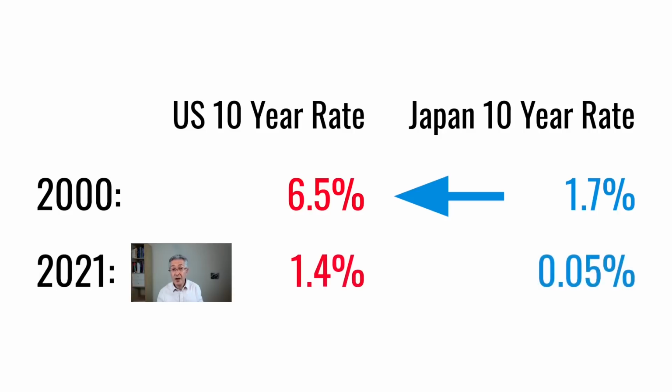In 2021, interest rates are now very different. Much of the developed world now has interest rates which are like Japan. So the interest rate differential between the US and Japan is now much smaller.